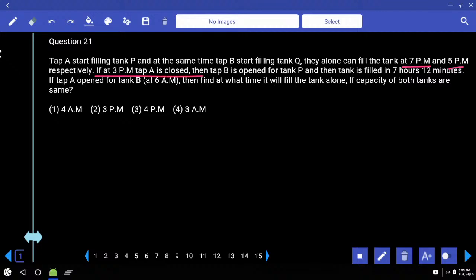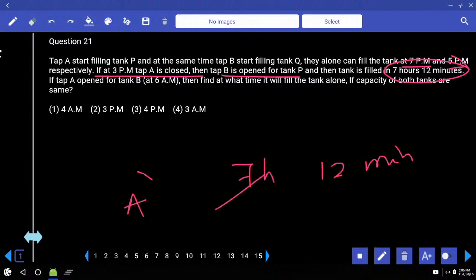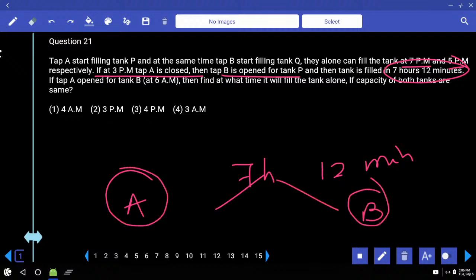If at 3 pm A is closed, then tap B is opened for tank P and then the tank is filled in a total of 7 hours 12 minutes. Now, 7 hours 12 minutes. In this, how many hours did tap A work and how many hours did tap B work? Tell me. They stopped at 3 pm, A. From where is the 3 pm?